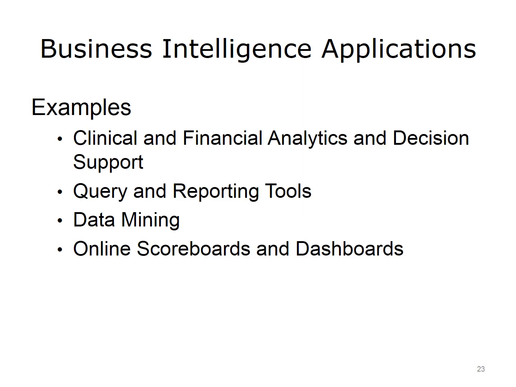ClinfoWiki lists the following examples of business intelligence applications: decision support systems, executive information systems, online analytical processing (OLAP), query and reporting tools, business process monitoring, performance scorecards and dashboards, data mining, and predictive analytics.